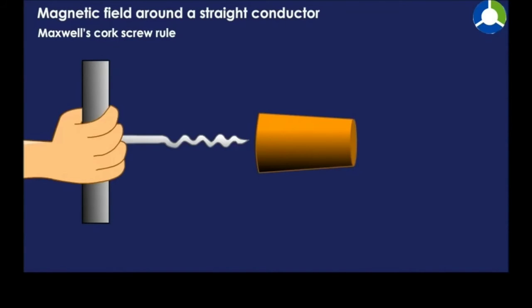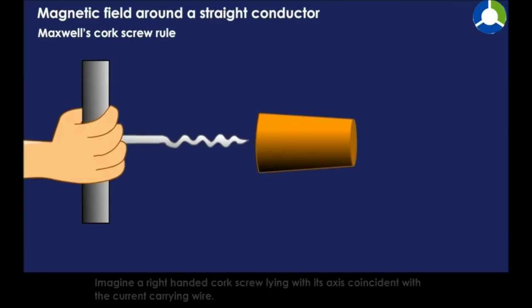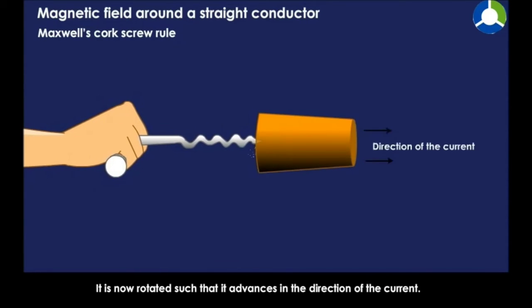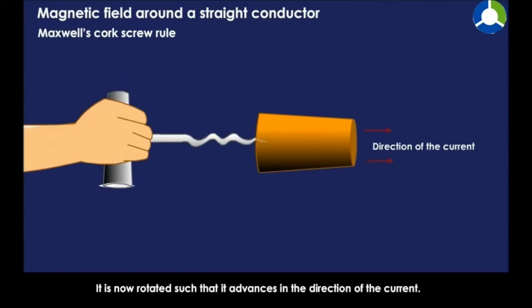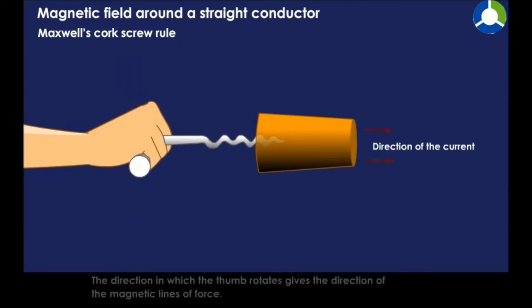So here it is, Maxwell corkscrew rule, another way to explain the direction of magnetic lines of force in the case of a straight current carrying conductor. Here we have to imagine the head of the screw being rotated so that the screw moves in the direction of current in the conductor. You can see the head of the screw is being rotated so that it moves forward in the direction of current through the conductor.